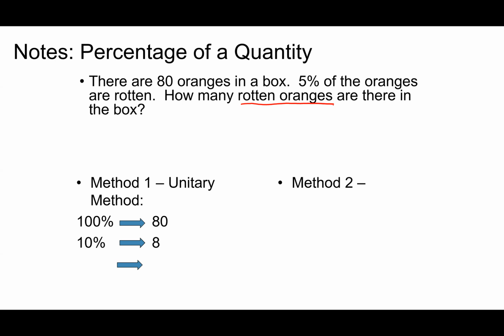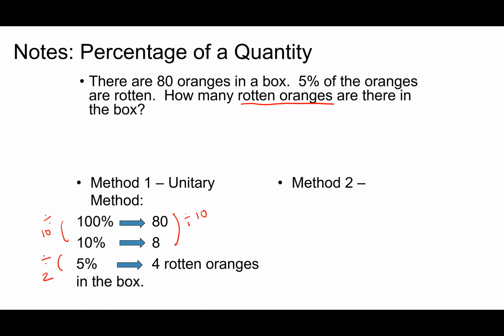One way I could go about finding the answer is to just start dividing. I'm going to divide both sides by 10 because it's easy to find 10%. So we divide by 10 on both sides and we find that 10% equals 8 oranges. How do I go from 10% to 5%? What do I do now? Lindsay? I'm going to divide by 2, and I'm going to have to do that on both sides. And that's going to give me the 5%, which is 4 rotten oranges.